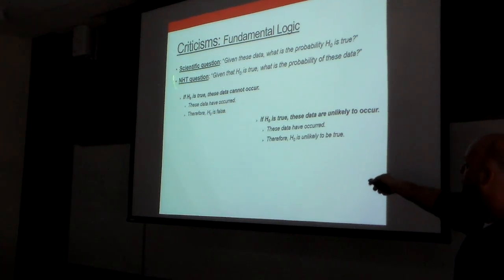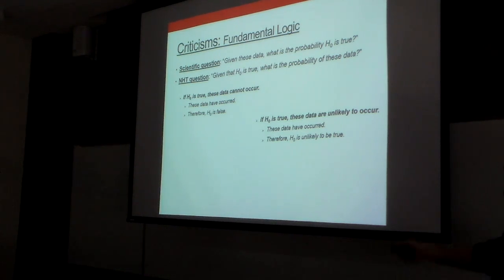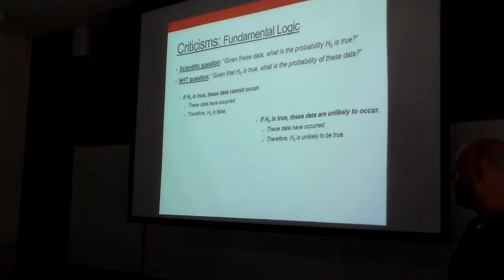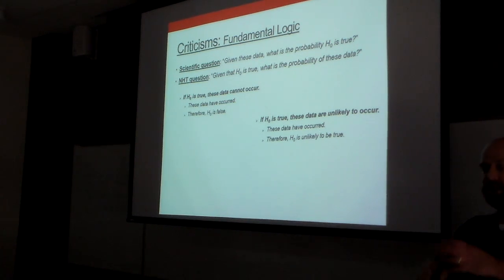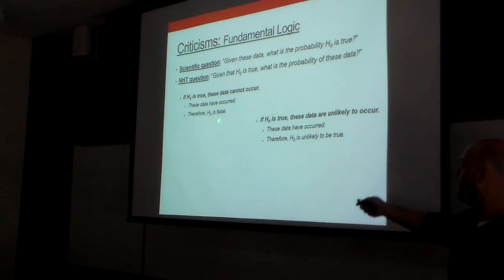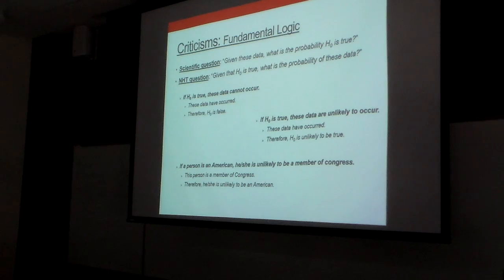If this is what we're doing, this would be fine. But we're not saying if the null hypothesis is true, these data cannot occur. We're saying, well, if the null hypothesis is true, these data are unlikely to occur, right? And so these data have occurred, therefore the null hypothesis is unlikely to be true. This is kind of what we're doing. So we've taken something that's an absolute, and we've added some probability to it. This is fine. This starts to become problematic.